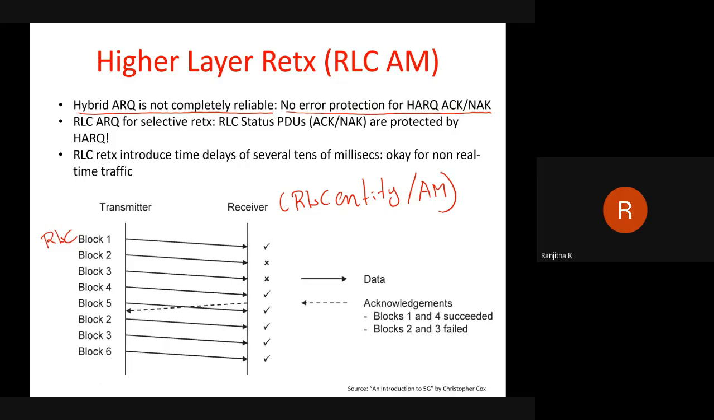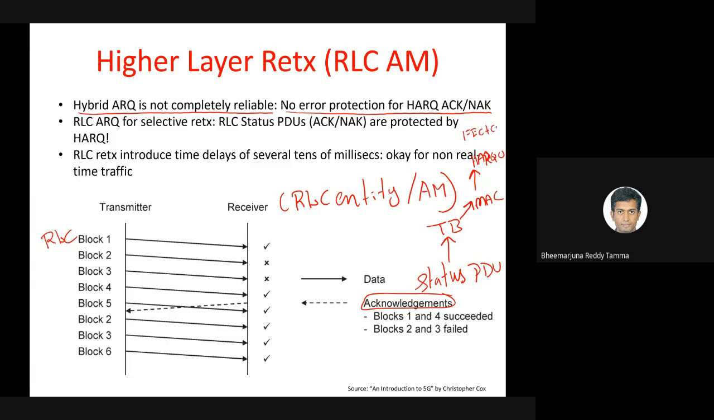Status PDU, sir. Yes, you are right. This ACK is nothing but a status PDU. So what you do is you take the status PDU and you compose a transport block and you send it to the MAC layer. Then what will the MAC layer do? It will use one HARQ process. And each HARQ process is protected using FEC and CRC. Do you understand what I'm trying to say?